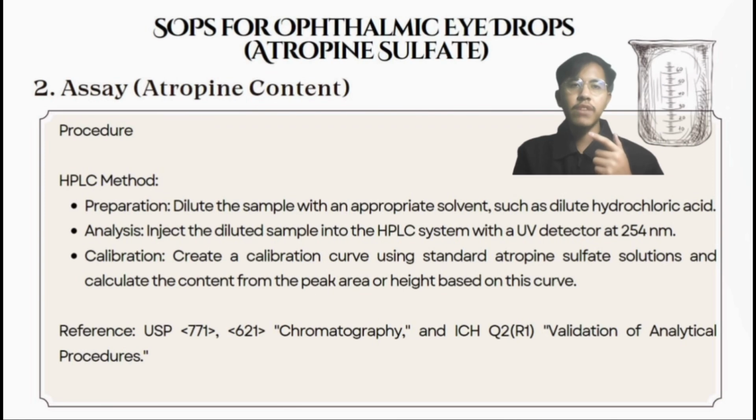Determines the concentration of atropine sulfate in the solution. Using high performance liquid chromatography (HPLC), the sample is diluted with dilute hydrochloric acid and injected into the HPLC system with a UV detector set at 254 nanometers. The concentration is calculated based on the calibration curve created with atropine sulfate standards. This test complies with USP 621 for chromatography and USP 771.